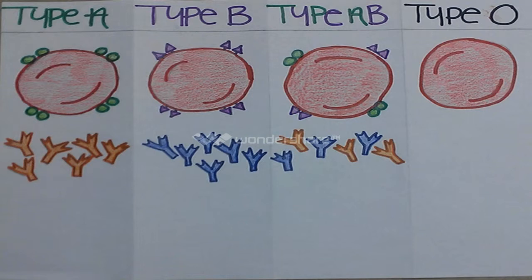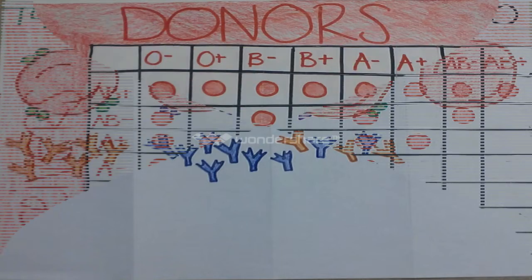Agglutinogens are surface antigens that our immune system ignores. Furthermore, plasma contains antibodies, which are sometimes called agglutinins, that will attack the antigens on foreign red blood cells. When this occurs, the foreign cells agglutinate, or clump together, and this process is called agglutination.